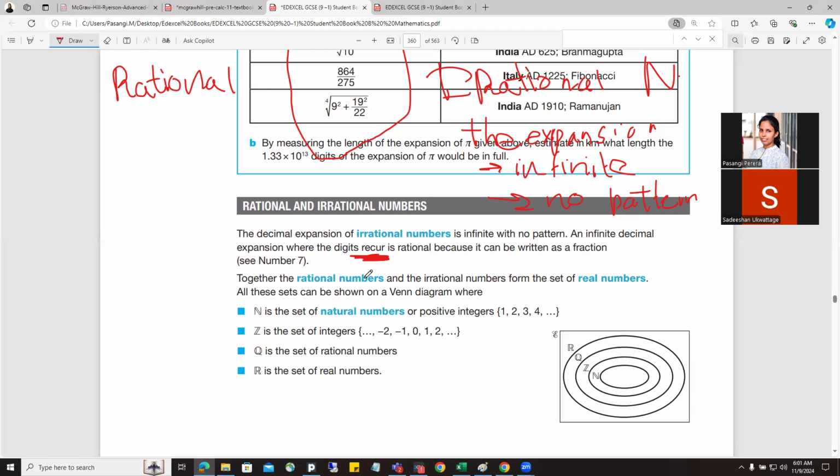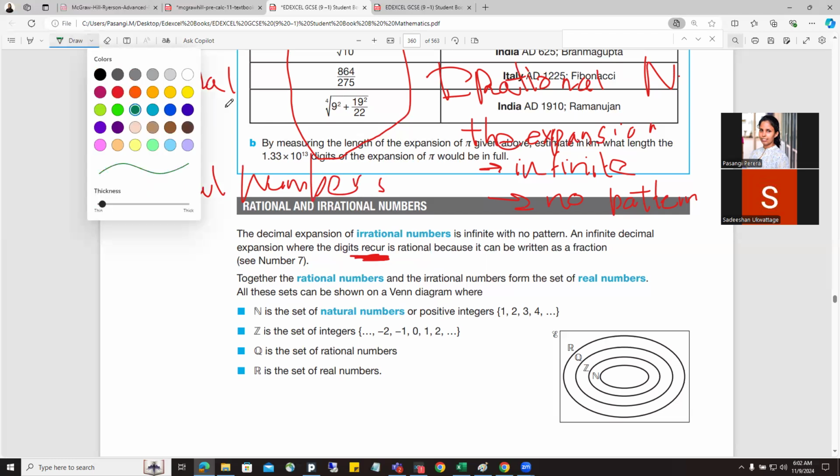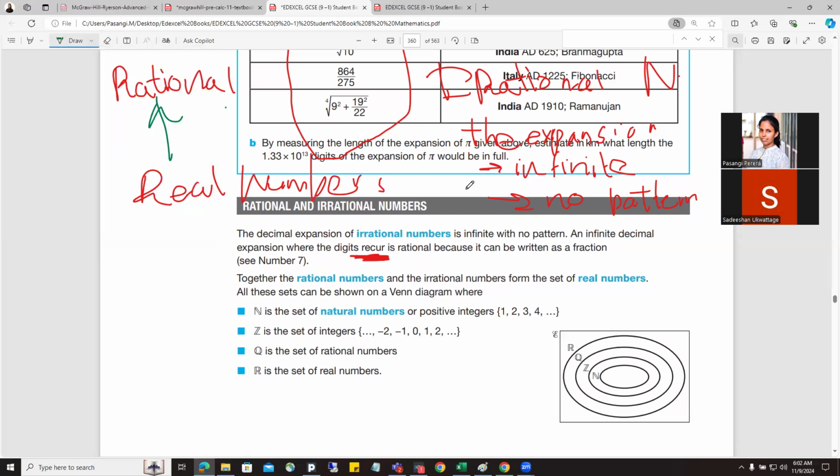Together the rational numbers and the irrational numbers form the real numbers. So you should know that the real numbers can be divided into two parts. What are those two parts? One is the rational number set. The other one is the irrational numbers. So we can divide all these real numbers into either rational numbers or irrational numbers.